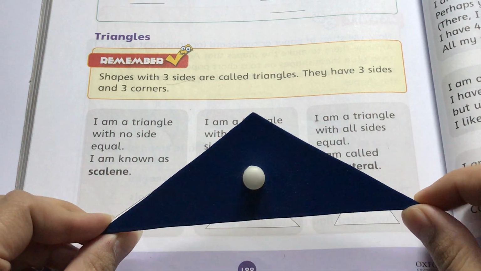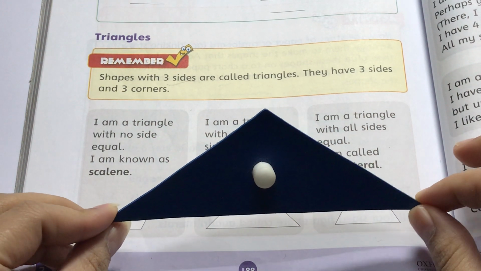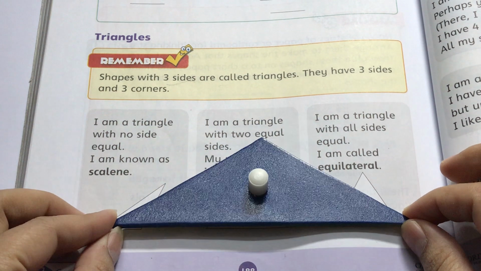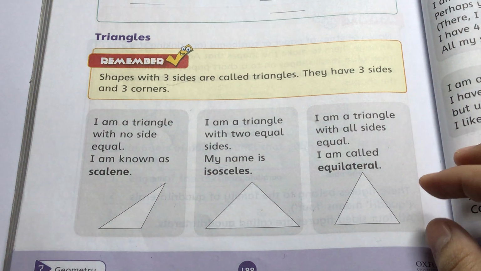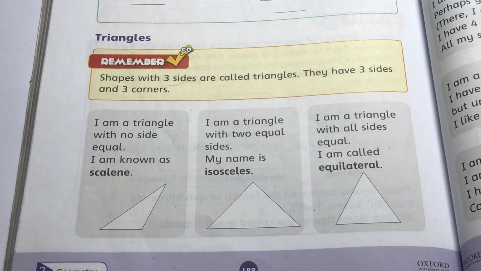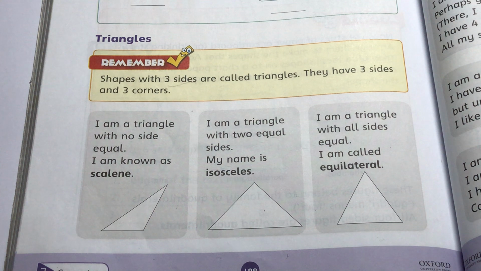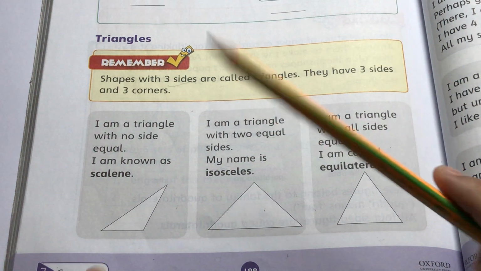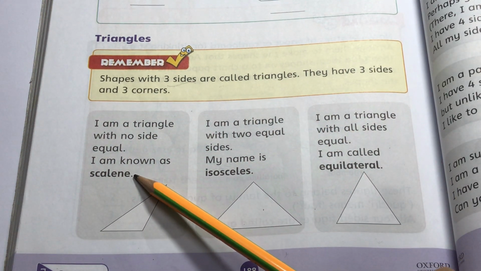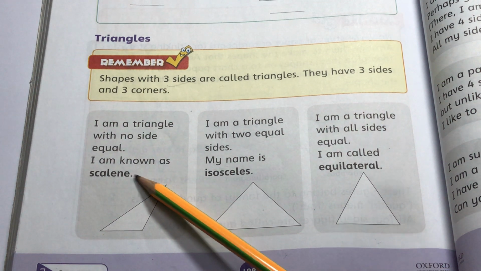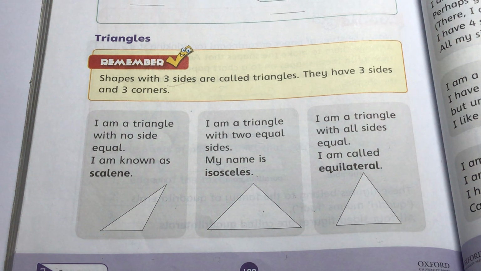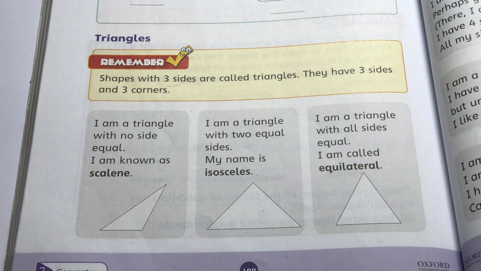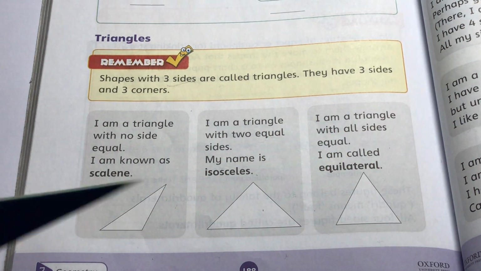Now, this is the thing that you have already learned in the previous classes. In this grade, we will learn a new thing, that is the types of the triangle. We have 3 types of triangle according to the equal sides, right? And these 3 triangles are known as scalene triangle, isosceles triangle, and equilateral triangle. Now let's see how we will write their names and what their properties are.